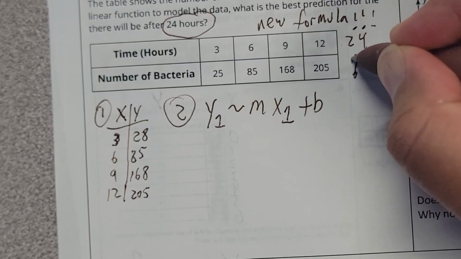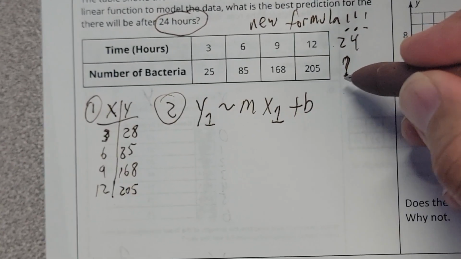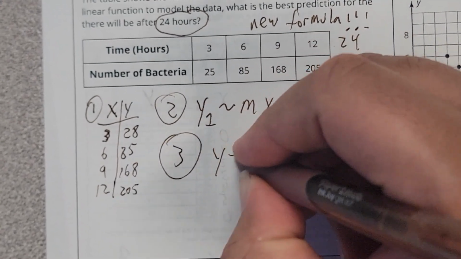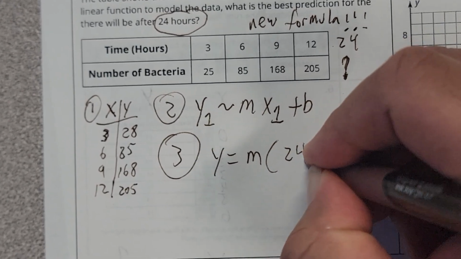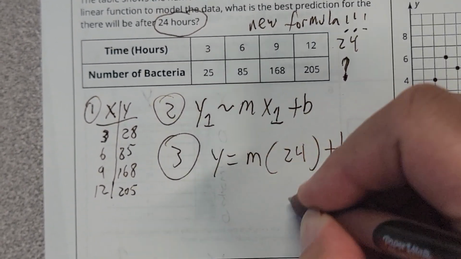So this is what they're looking for. I want to put a 24 in the X so I can get my answer. So the way I do that, in the number 3 spot, you're going to put y equals m parentheses. I'm going to put that 24 because this is the X part, plus b. And then I'm going to get my answer.